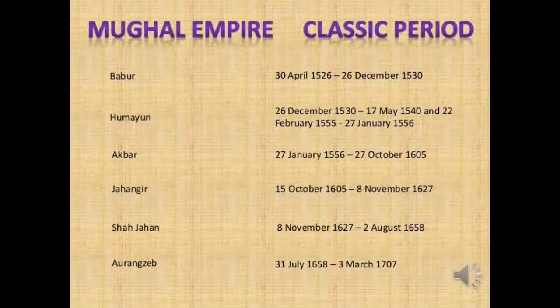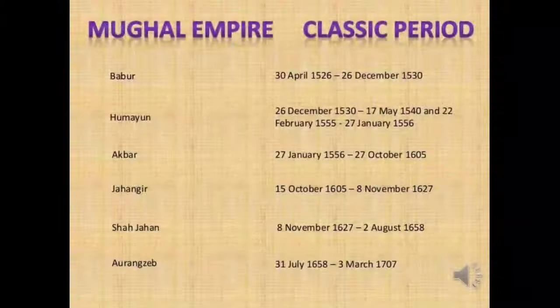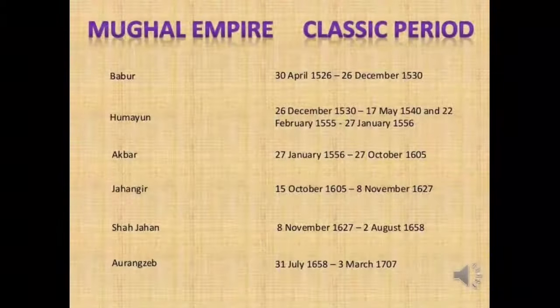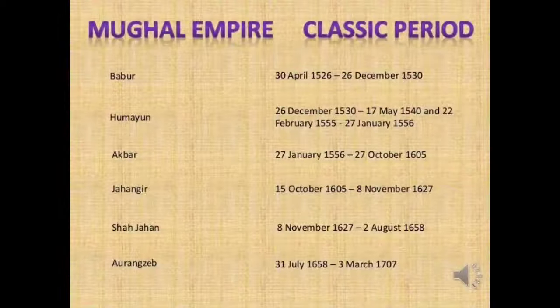The lowest rank is 10. The highest rank was 5,000, which was given to the nobles. So what is the lowest rank? 10. Highest rank is 5,000, that is given to the nobles. And then the princes of the royal blood received even higher ranks. So we saw this rank system given by the king.